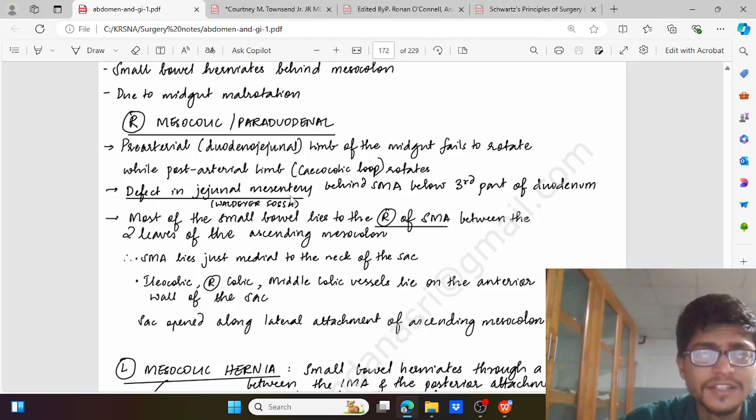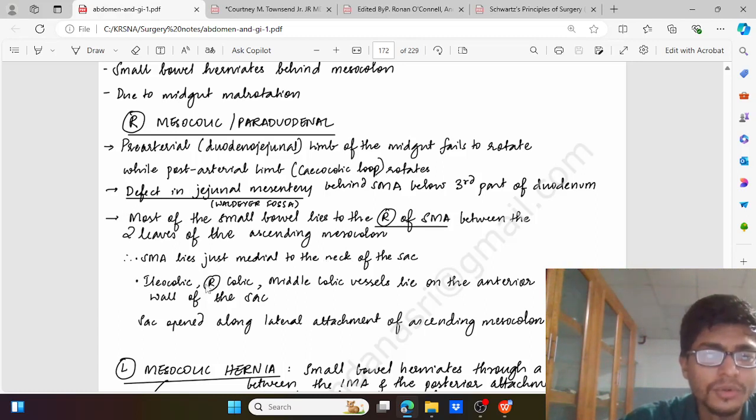There is a defect in the jejunal mesentery behind the SMA below the third part of the duodenum, that is the Waldeyer's fossa. In this defect the hernia is created. Most of the small bowel lies to the right of the SMA between the two leaves of the ascending mesocolon, and the SMA lies just medial to the neck of the sac.